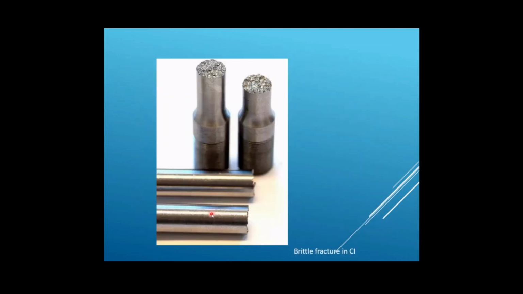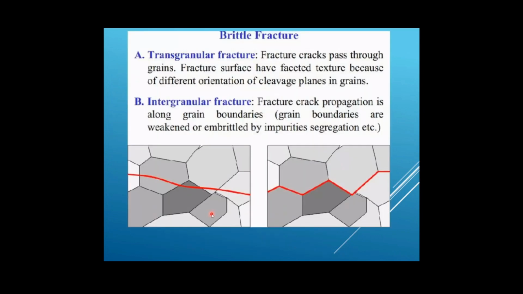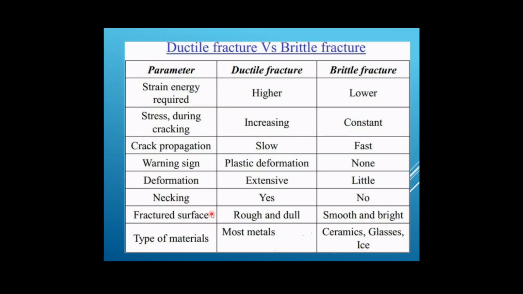So thus, we have studied the different fracture mechanisms in case of ductile materials and brittle materials. As I told, in case of brittle material, the fracture will take place along the grain boundaries. Mainly transgranular fracture and intergranular fracture take place in case of brittle fracture. So this is the difference between ductile fracture and brittle fracture.